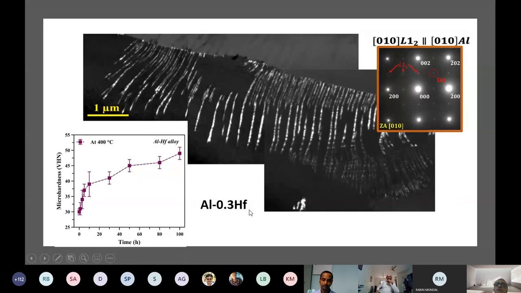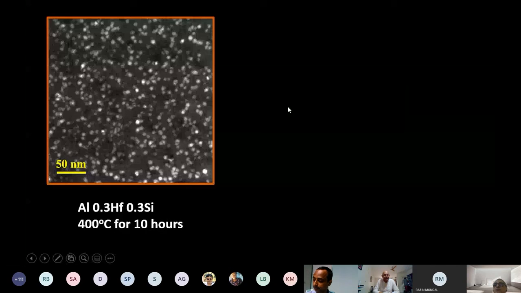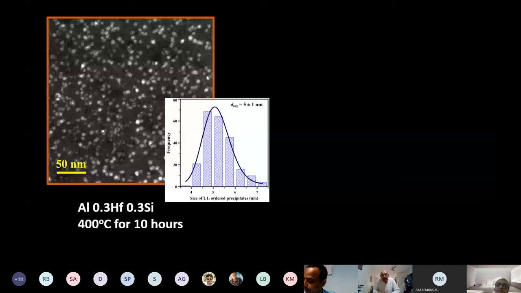But if we add 0.3 hafnium to aluminium, it precipitates. It precipitates L1₂ structures. But this is a discontinuous precipitation, and it is no good because it will not strengthen. But if we add silicon into it, this discontinuous precipitation stops, and we get a very uniform precipitation, and very fine distributions of about 5 nanometer. And it definitely strengthens, not very much, but it does strengthen the matrix.